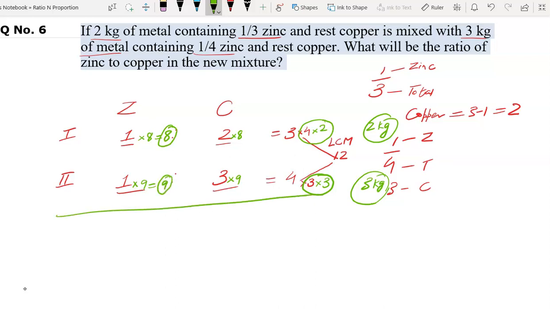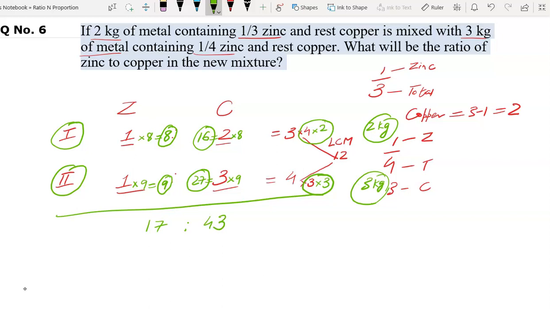So zinc in first part is 8 and in second part it's how much? 9. So 8 plus 9 is 17. Now copper, 2 into 8 is 16. 3 into 9 is 27. So copper in first part, in 2 kg, is how much? 16, and in second part it's 27. So if we add this, 16 plus 27 is 43.